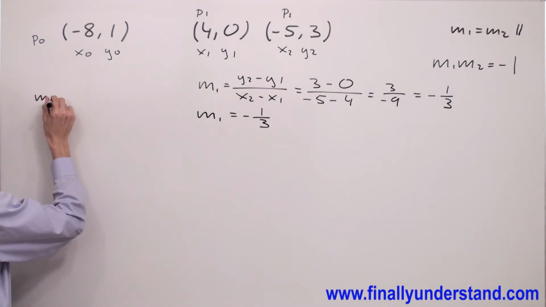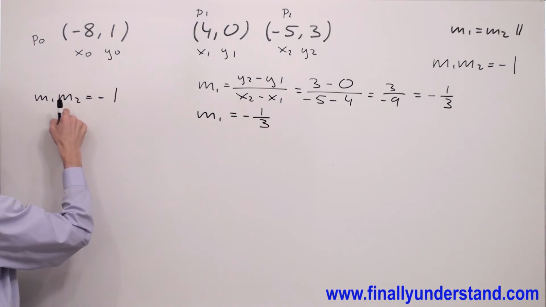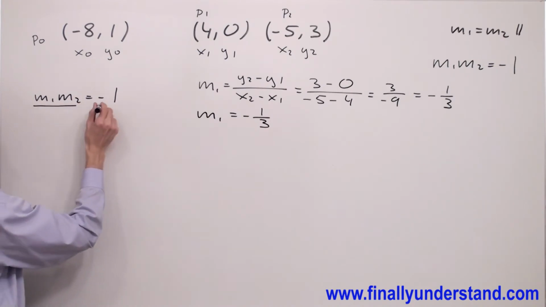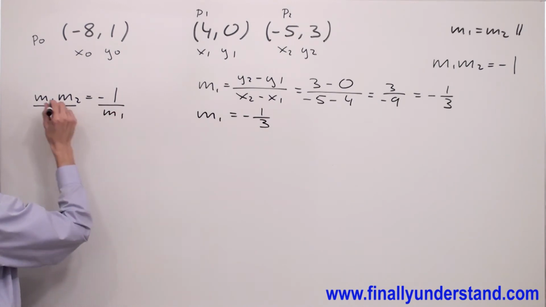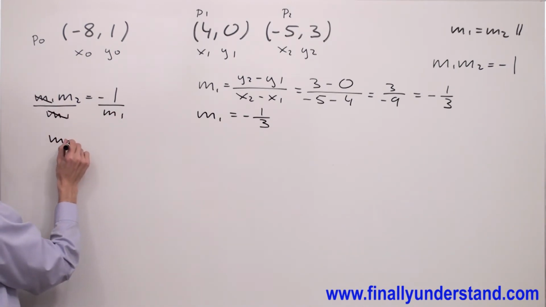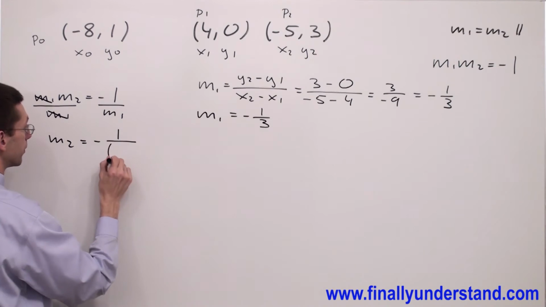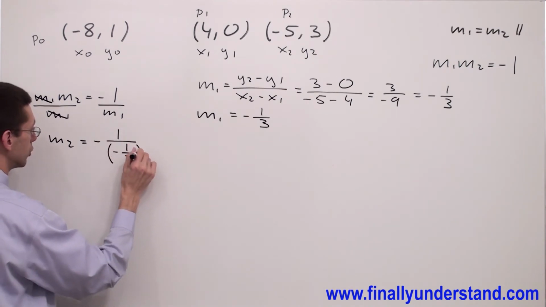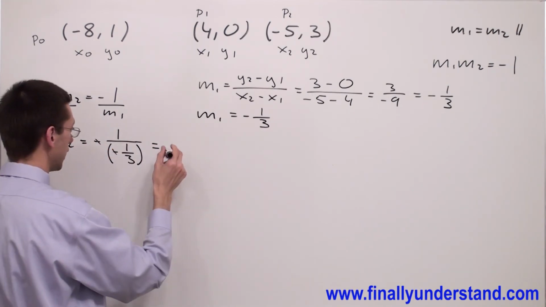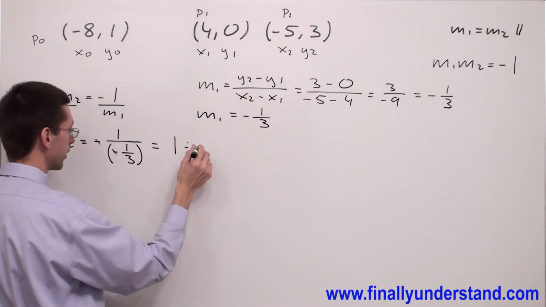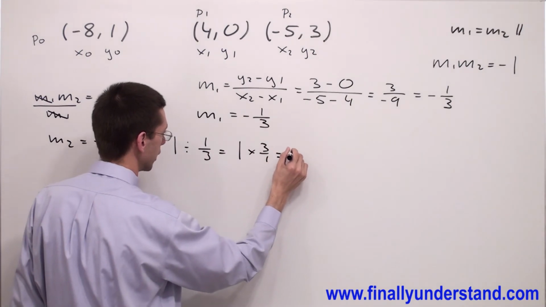So I have m1 times m2 is equal to -1. I have to find m2. In order to find m2, I have to divide both sides of my formula by m1. And I'm going to have m2 equals -1 over -1/3. Negative and negative will cancel out, and I have simply 1 divided by 1/3, which is equal to 1 times 3 over 1, which is equal to 3.